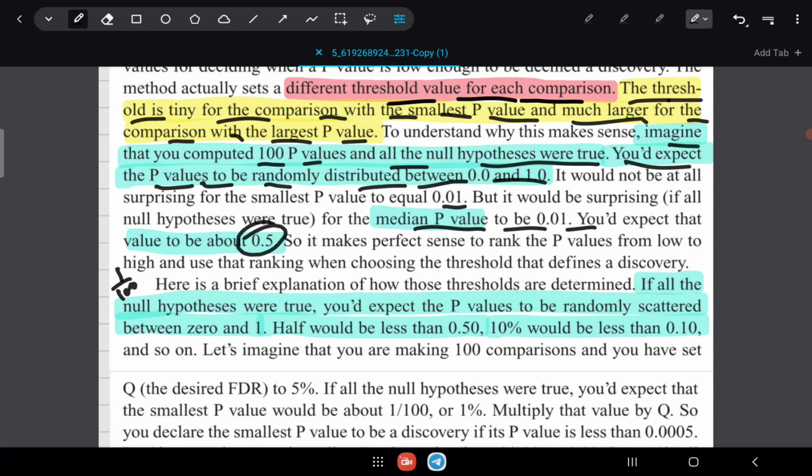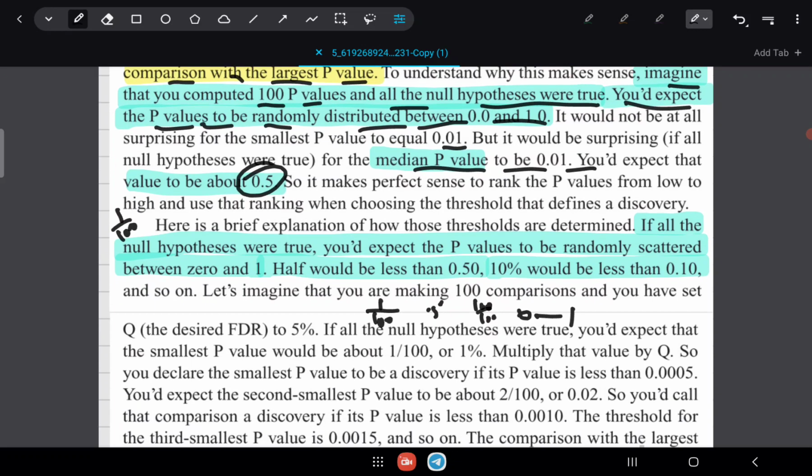So basically when you already know that the null hypothesis is true in reality for all the 100 comparisons, you would expect the p-values to be randomly distributed between 0 and 1, and the smallest p-value will be 1 by 100 and the largest p-value will be 100 by 100, right? And the median p-value will be exactly in between, 0.5. Okay, so it makes sense to first of all rank these p-values from low to high and then use this ranking to decide the threshold.